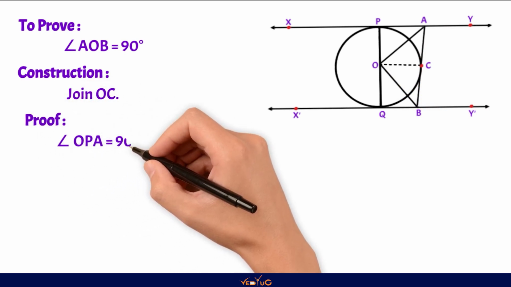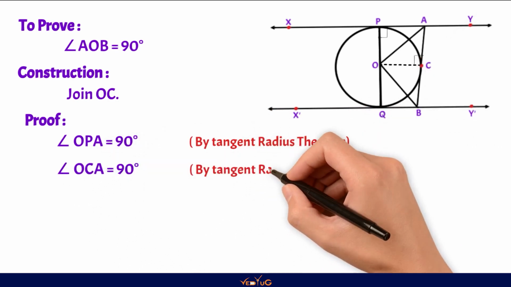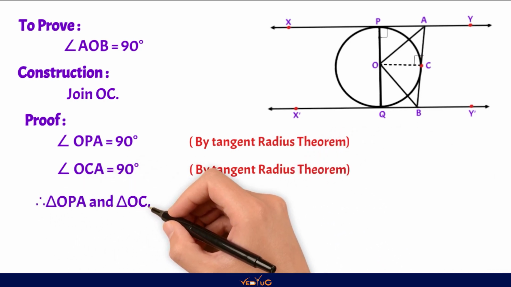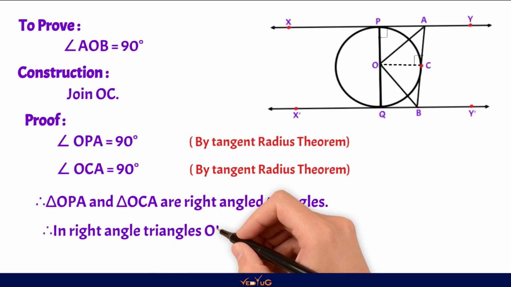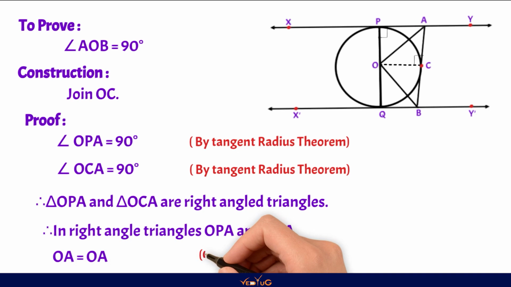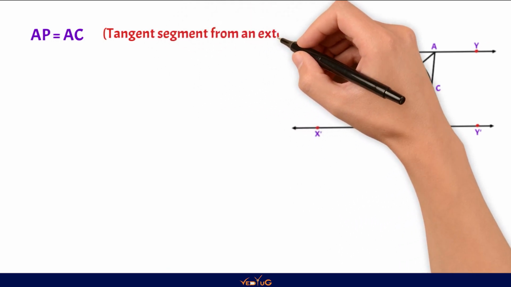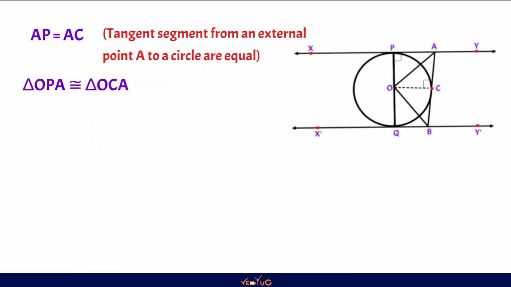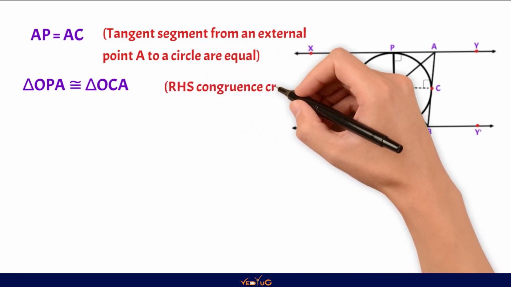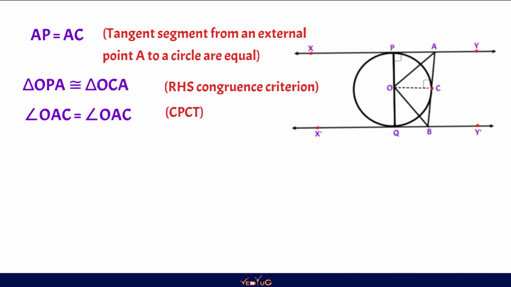Proof: angle OPA is equal to 90 degrees by tangent radius theorem and angle OCA is equal to 90 degrees by tangent radius theorem. Therefore, triangle OPA and triangle OCA are right angle triangles. And therefore, in right angle triangles OPA and OCA, OA is equal to OA as common side. AP is equal to AC, as tangent segments from an external point A to a circle are equal. Therefore, triangle OPA is congruent to triangle OCA by RHS congruence criterion.